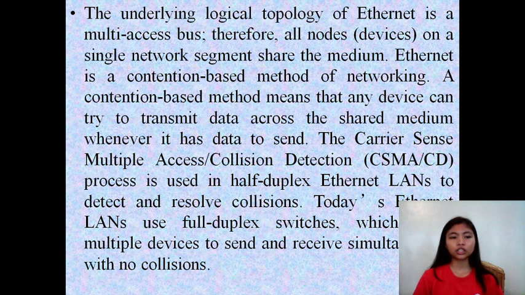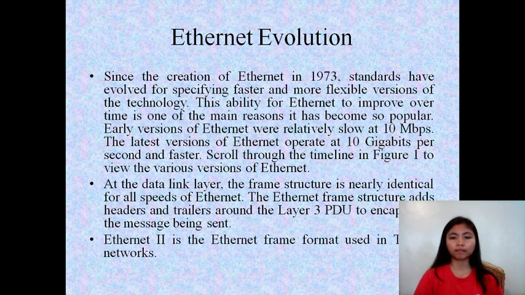Ethernet is a contention-based method of networking. A contention-based method means that any device can try to transmit data across the shared medium whenever it has data to send. The carrier sense multiple access with collision detection, or CSMA/CD, process is used in half-duplex Ethernet LANs to detect and resolve collisions. Today's Ethernet LANs use full-duplex switches, which allow multiple devices to send and receive simultaneously with no collisions.